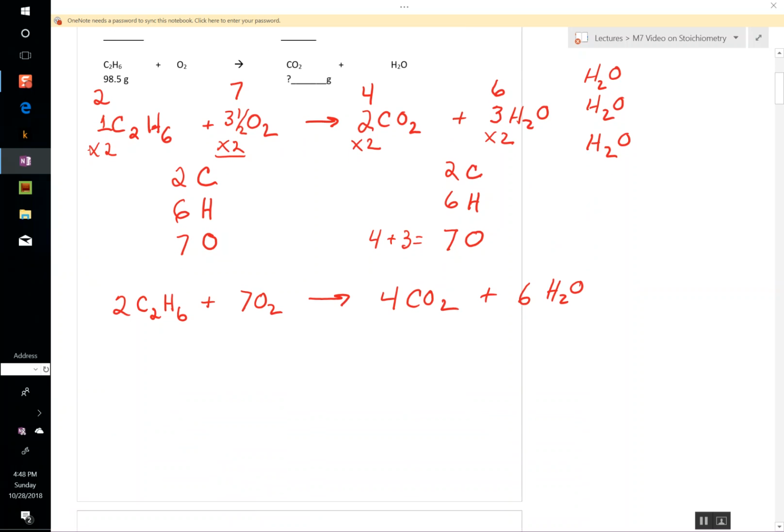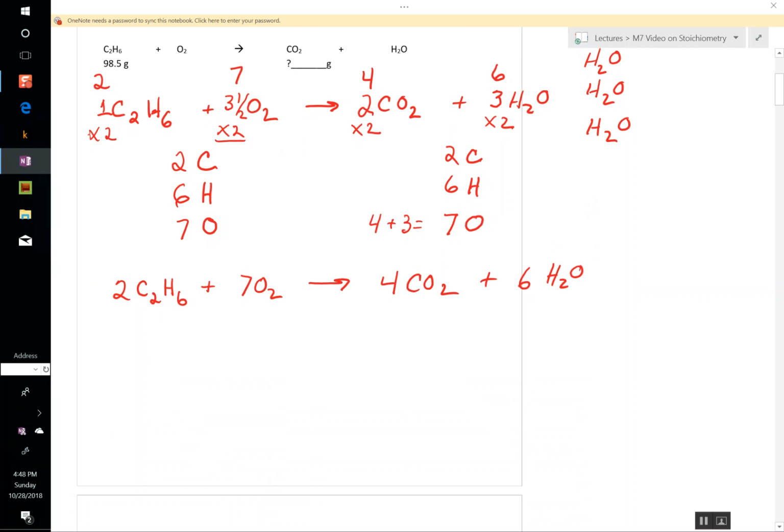All right, and you got to be like a banker. Bankers double check everything. So let's just double check right now. We'll go with our CHO. Carbon, 2 times 2 over here gives me 4 carbons. And on the other side I have 4 CO2s. C2H6, 2 of them, 2 times 6 is 12 hydrogens. And 6 times 2 over here is 12 hydrogens. 7 times 2, I've got 14 oxygens over here.